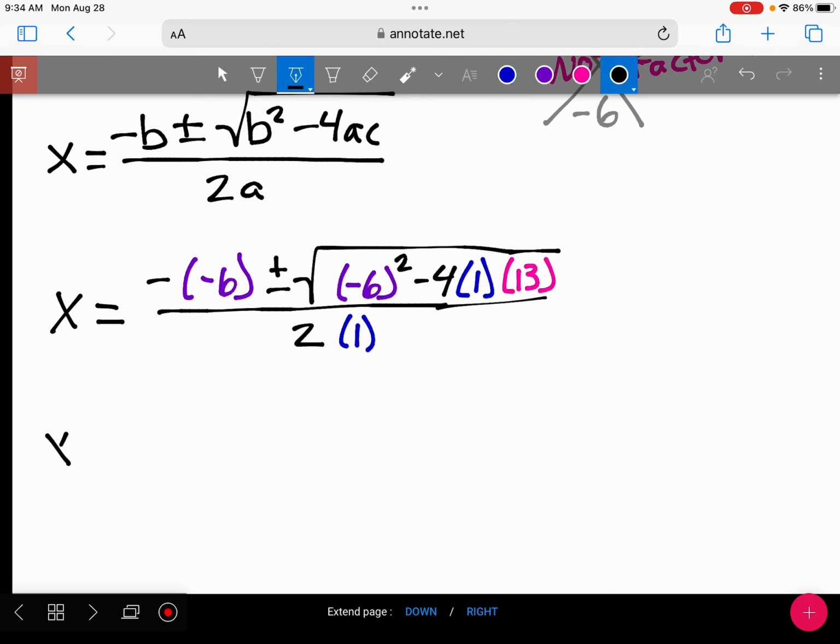So you get x equals, the opposite of negative 6 is positive 6, plus or minus the square root. Because negative 6 squared is positive 36. 4 times 1 times 13 is negative 52. 36 minus 52 is negative 16 over 2.